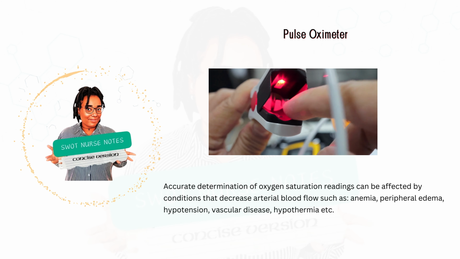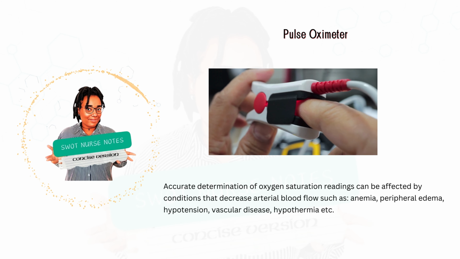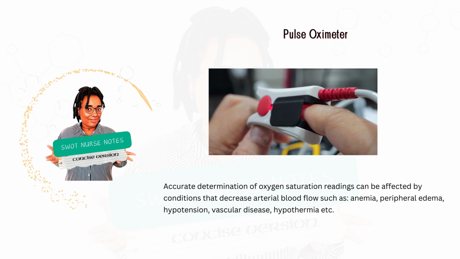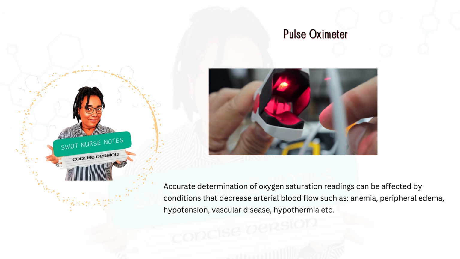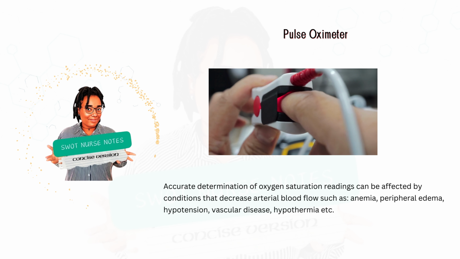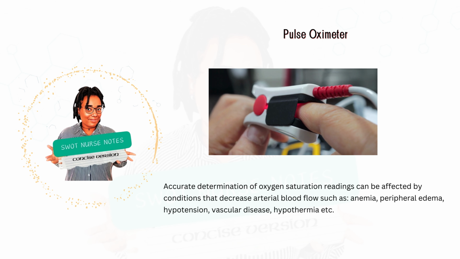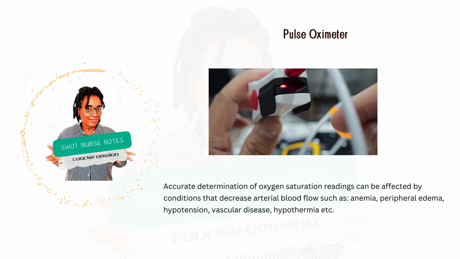Pulse oximeter is a simple device, and readings should be obtained easily. However, accurate determination of oxygen saturation readings can be affected by conditions that decrease arterial blood flow, such as anemia, peripheral edema, hypotension, vascular disease, hypothermia, etc.